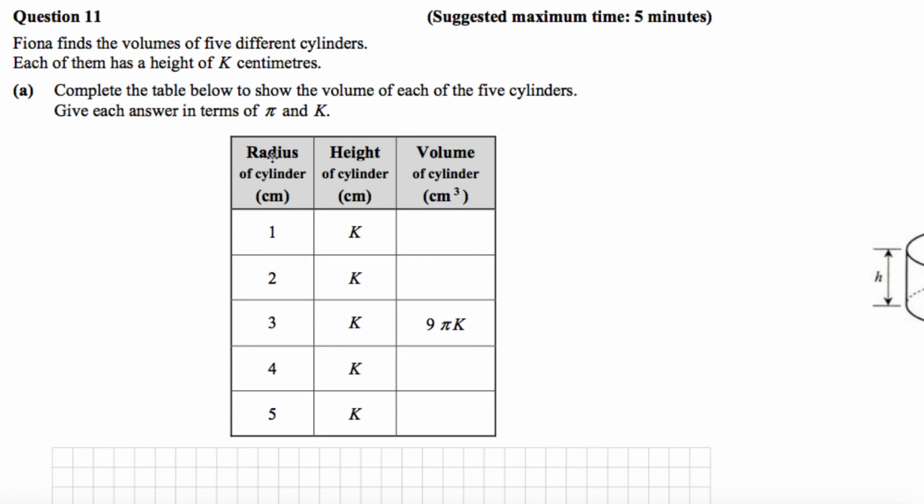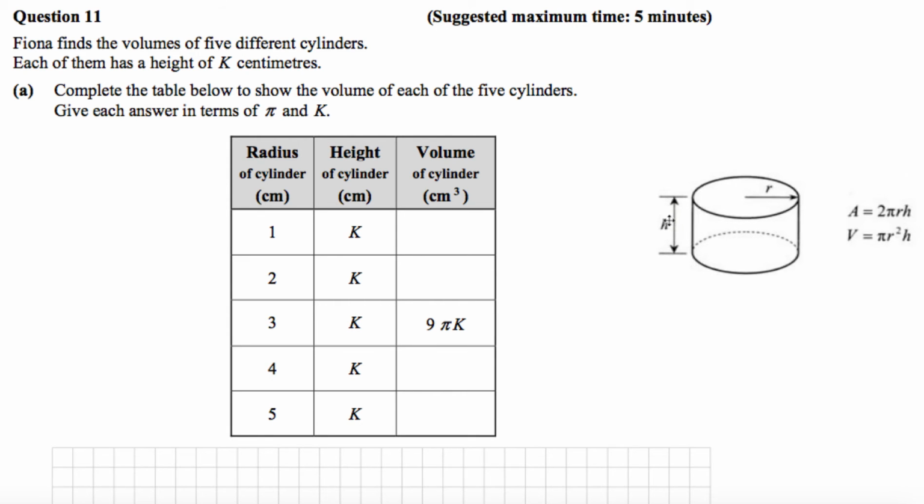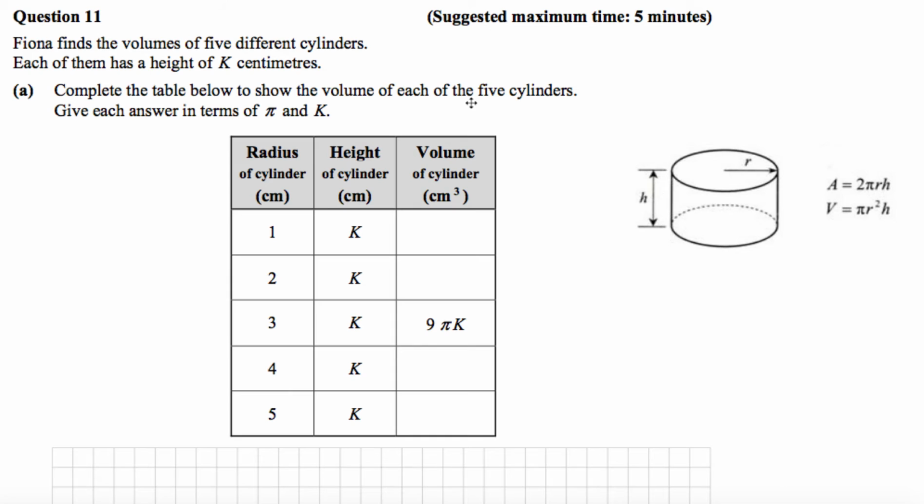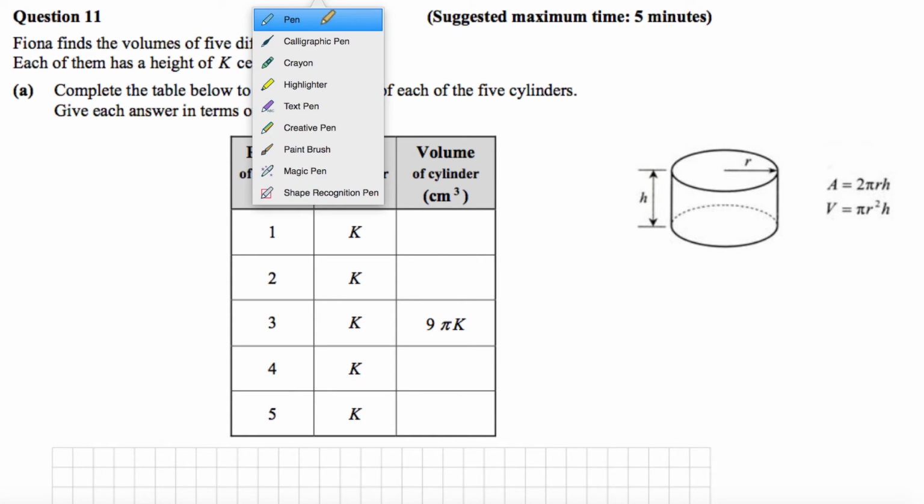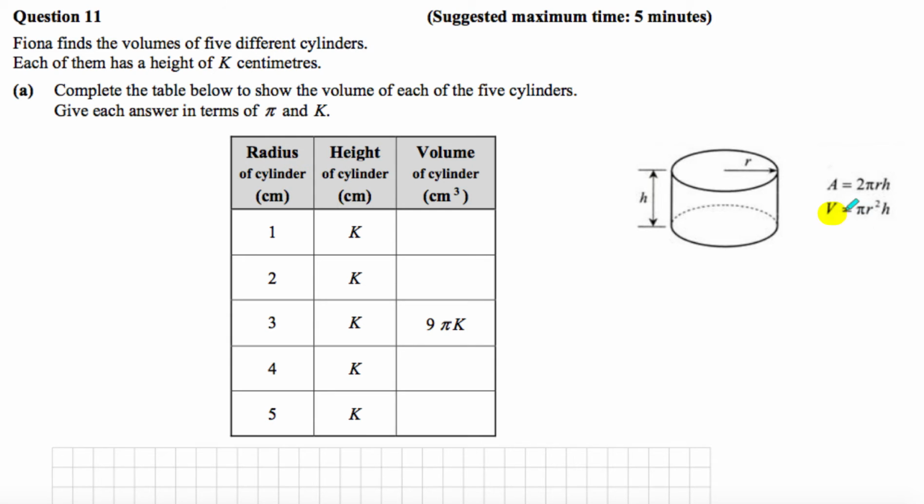So in our table we have the radius of the cylinders down here, the radii, the heights of the cylinders here and the volumes here. And we can see one of them is already done. Well, in your tables book you will find the formula for the volume of a cylinder. So that would be this formula here. The volume of a cylinder is pi r squared h, where r is the radius and h is the height.